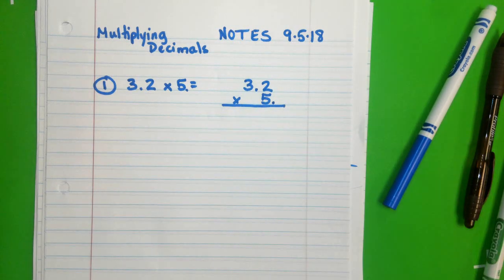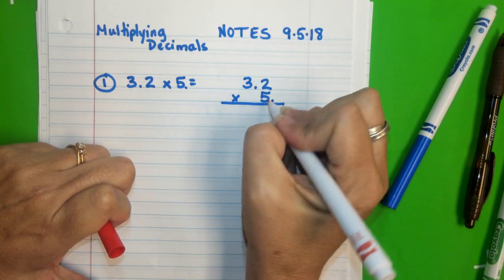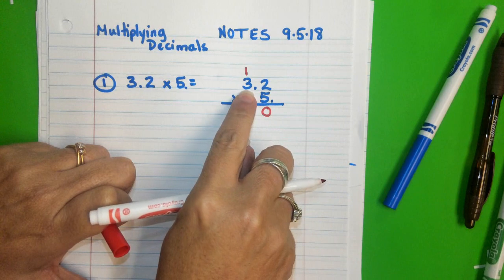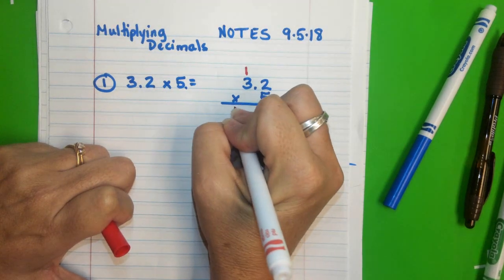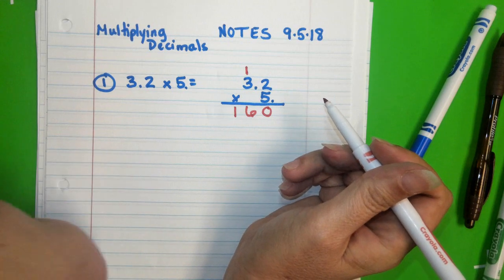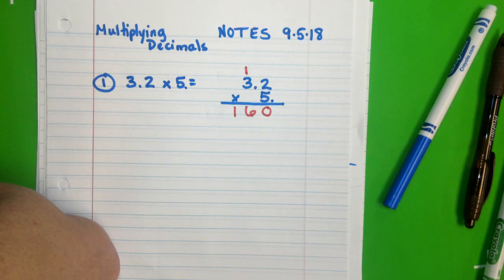So let's multiply. Listen, the steps are the same. Go 5 times 2, 10, put the 0, carry the 1. 5 times 3, plus 1, 16. Okay, now, the last part we got to learn is where to put the decimal. We're going to do what?